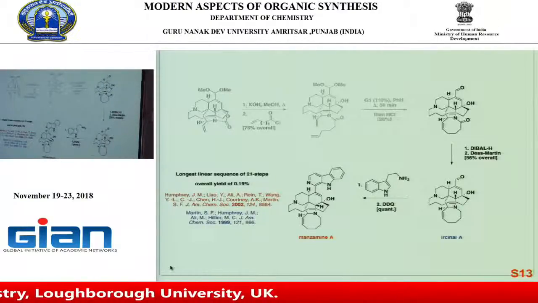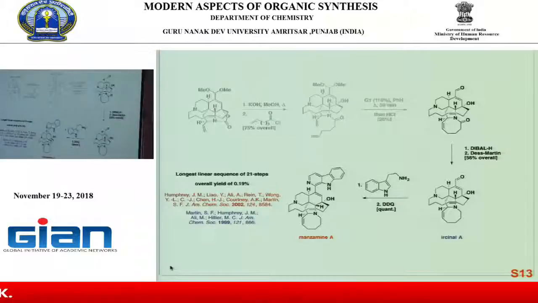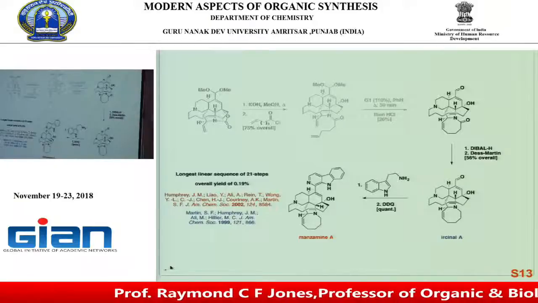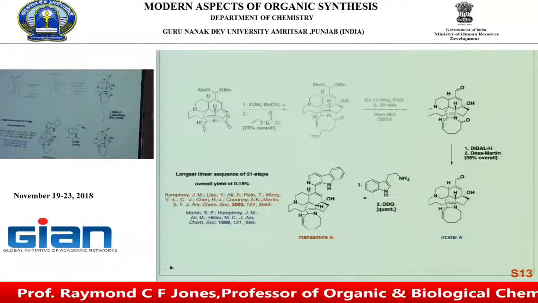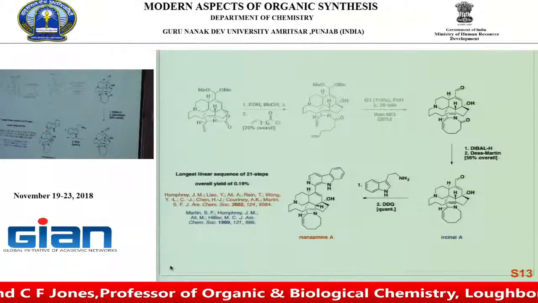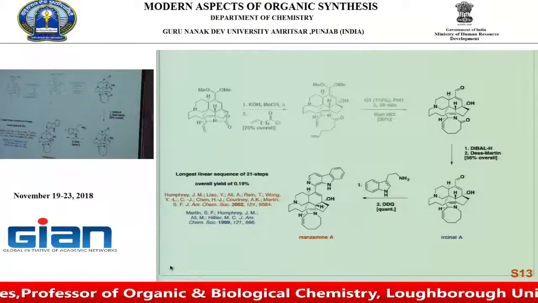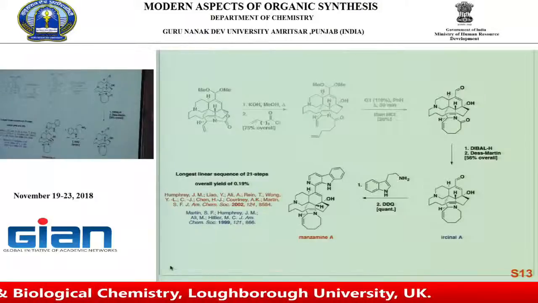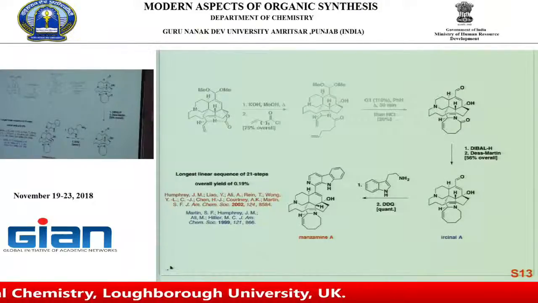It's a long sequence, admittedly. It's 21 steps, the longest linear sequence. The overall yield, if you calculate it based on things you can get out of the bottle, is 0.19%. But that's almost inevitable with a synthesis of this length and complexity. But it shows, I think, interestingly, a standard heterocyclic condensation to make that, and we'll see a difference to that in a moment with another synthesis of this molecule.